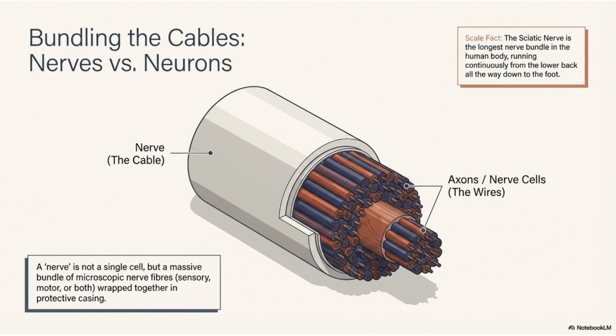We have axons, nerve cells or wires. A nerve is actually a cable having a bundle of nerve fibers. A nerve is not a single cell but a massive bundle of microscopic nerve fibers that might be sensory, motor, or a mixture of both, and it is wrapped similarly to an electric wire.